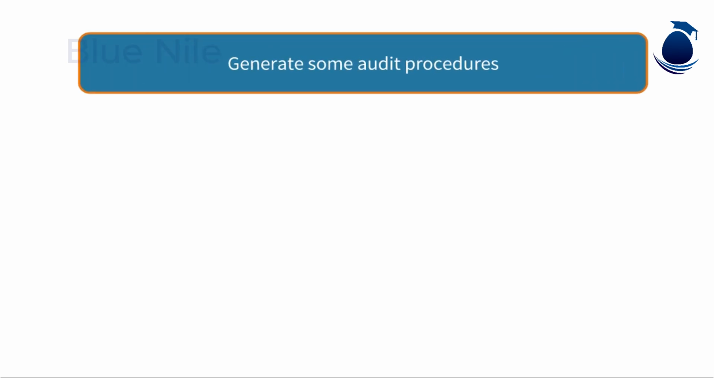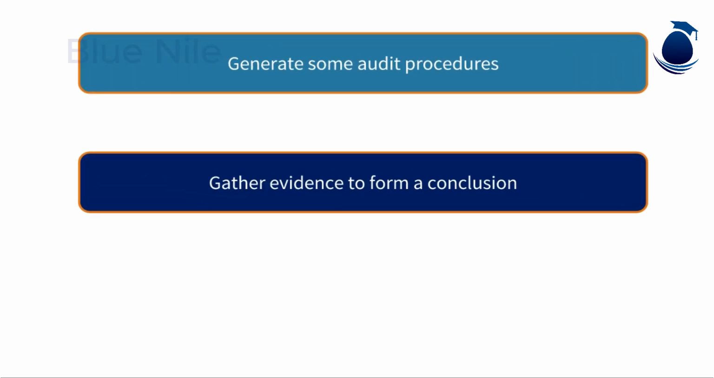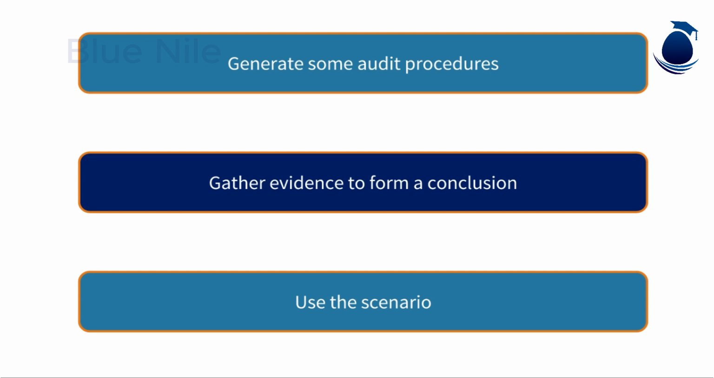These factors will help you answer part 1 of the requirement. The next step is to then generate some audit procedures that would be performed to gather evidence to form a conclusion. As I mentioned before, there are general ideas given in your studies, but using this scenario is key as they must be relevant to the question. Our approach will be to deal with each event in isolation. Let's look at Event 1.